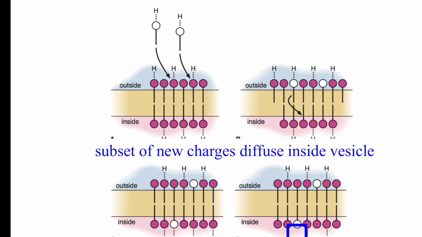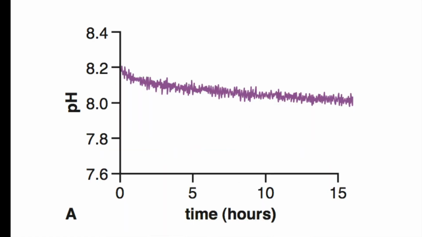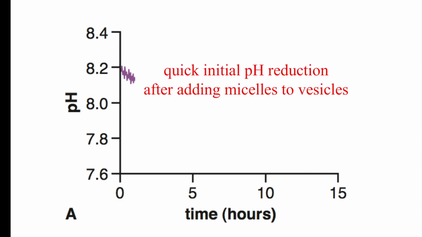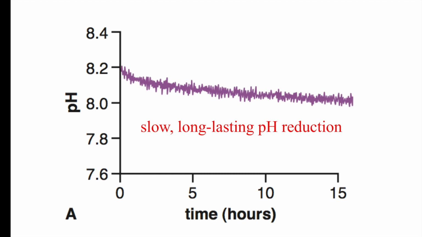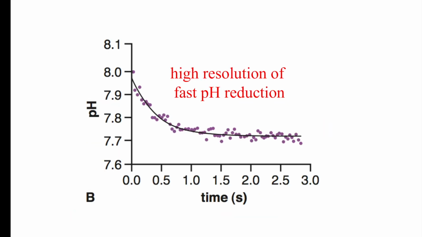So these are not cells, and if you take vesicles and then you put them in the situation where you add phospholipids to them, the pH on the inside of those vesicles goes down over time. So they're accumulating hydrogen ions, causing the pH to go down on the inside. Okay, first quick pH reduction after adding micelles to the vesicles, and then a slow, long-lasting pH reduction.